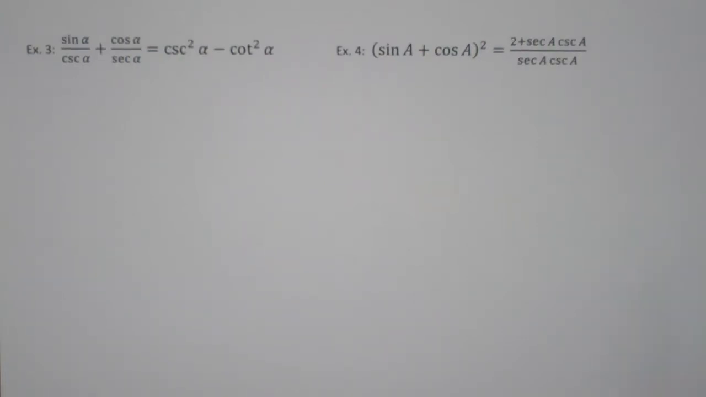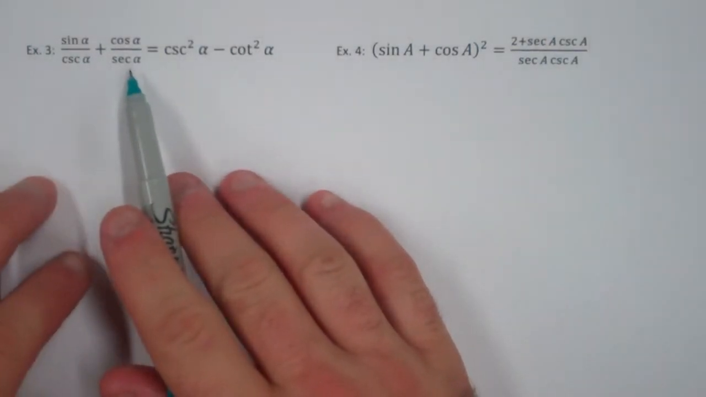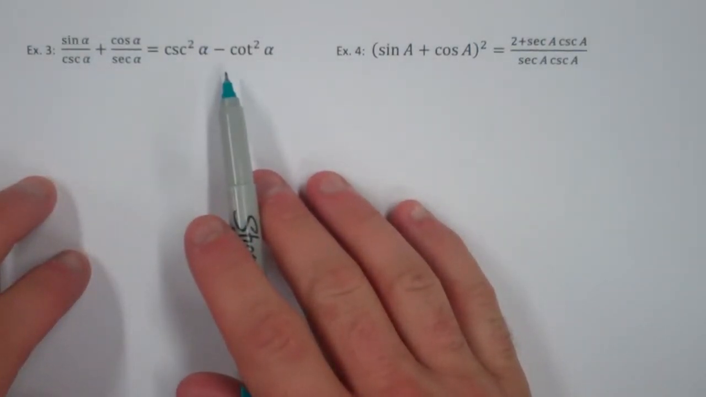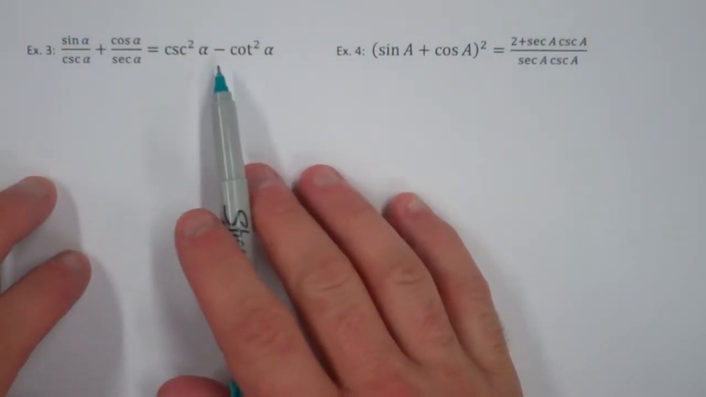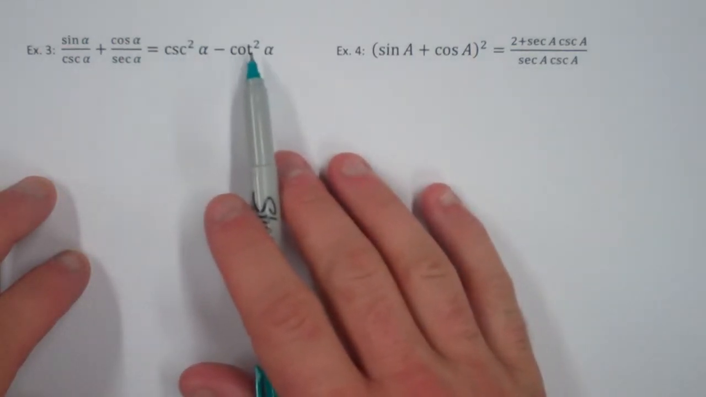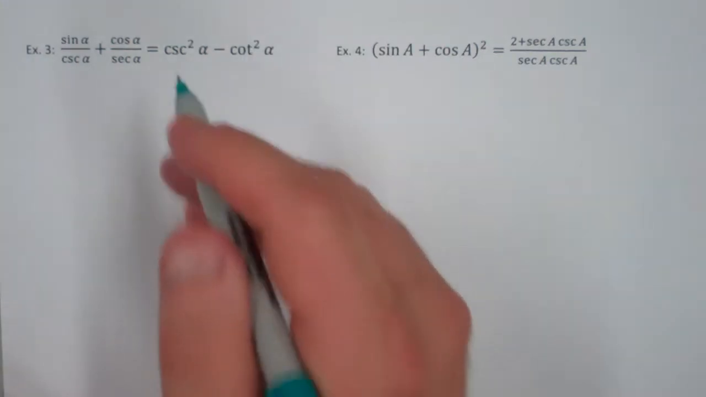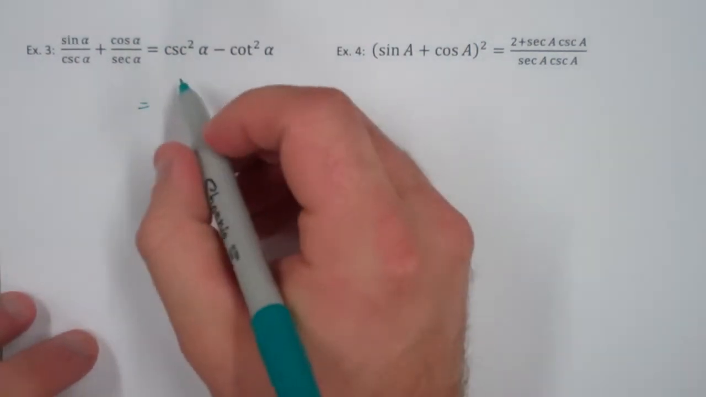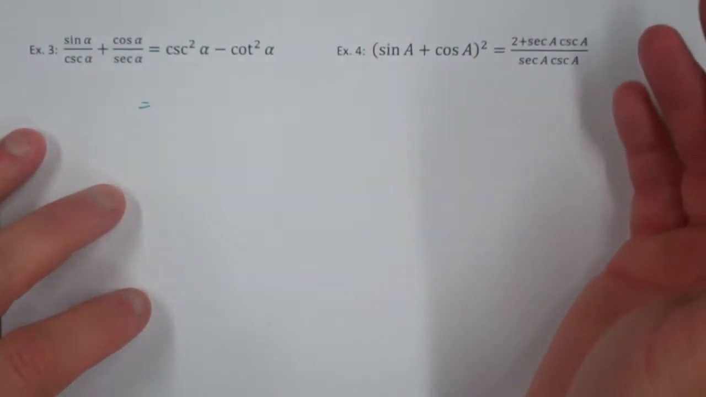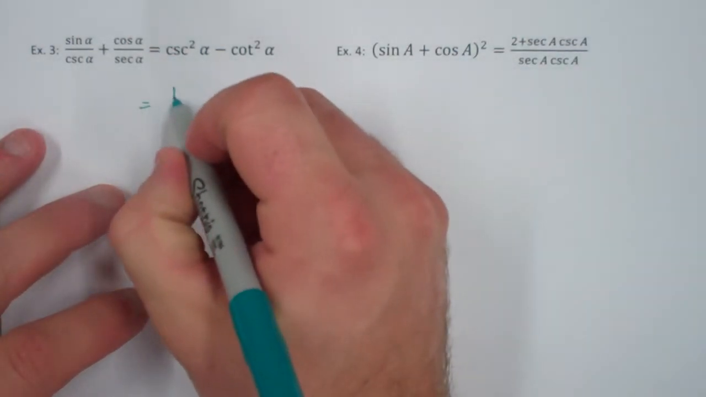In examples 3 and 4, we want to verify each one of these trigonometric identities. At first glance, for example 3, it looks like the left side is just about as complicated as the right side. Arbitrarily, I'm just going to choose this right side to work with. One thing we could start with is we could just try to change everything into sines and cosines. That's a great thing to do if you're kind of at a loss.